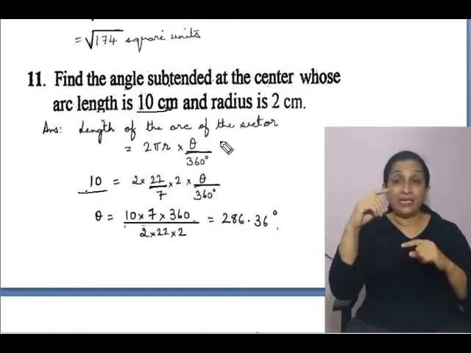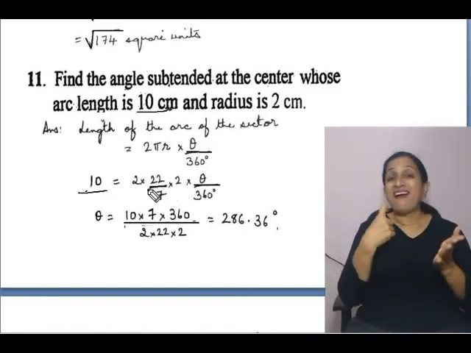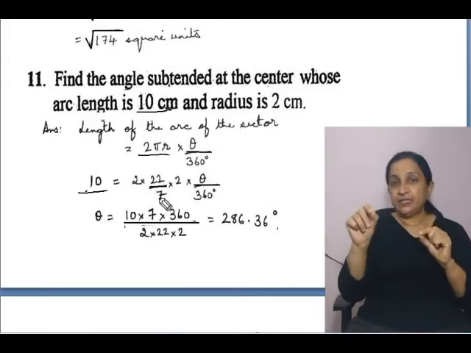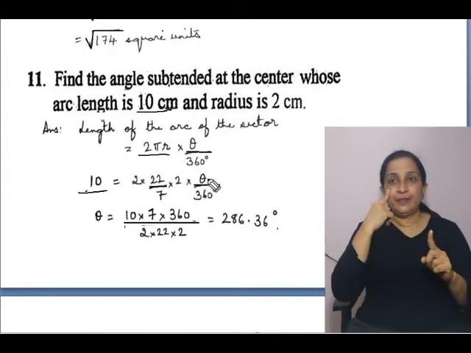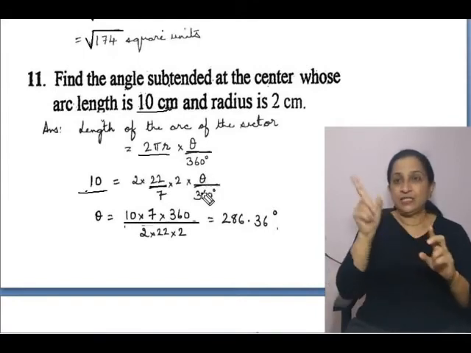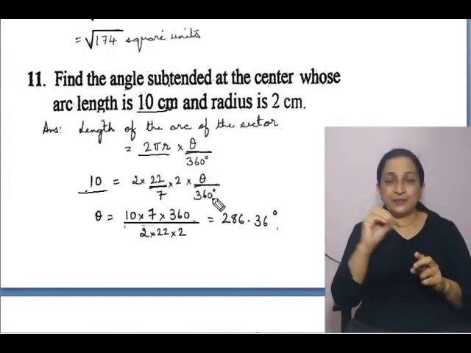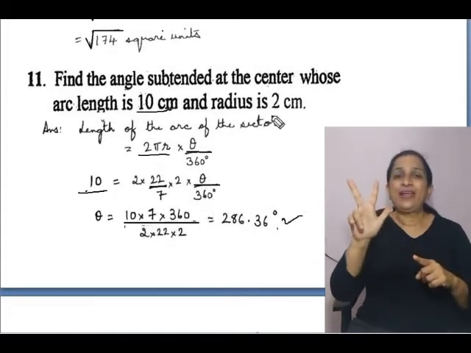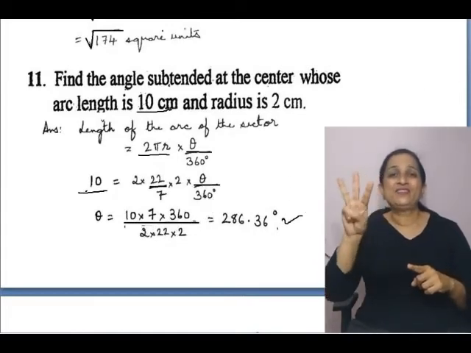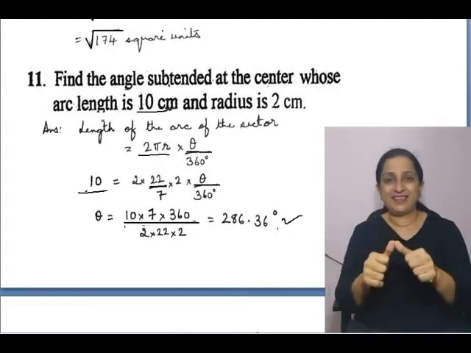Then the arc length is 2 pi r multiplied by theta, the angle, divided by 360. If you put that value in, then the theta value is 286.36. Very simple.